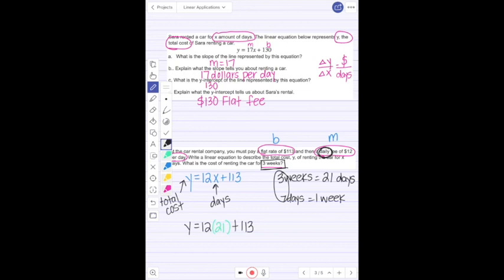All right, so if we calculate that, we should get 12 times 21 is going to give me 252 plus 113, and I got 365. So it's going to cost her $365 to rent that vehicle for 21 days.